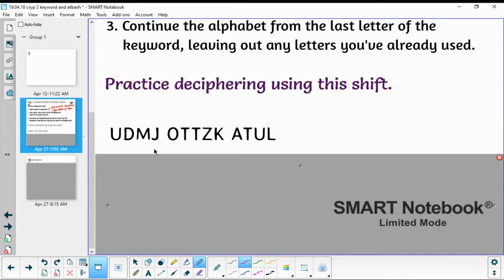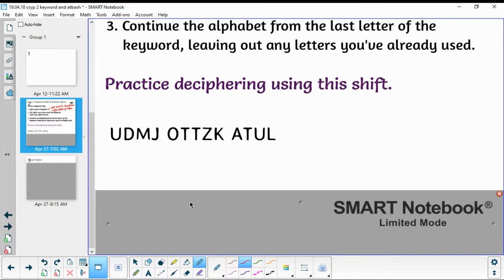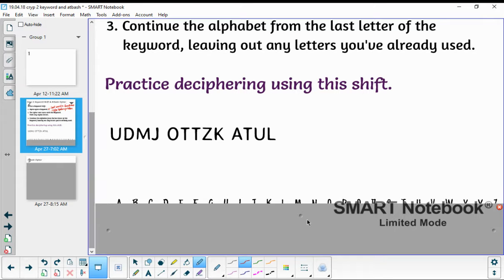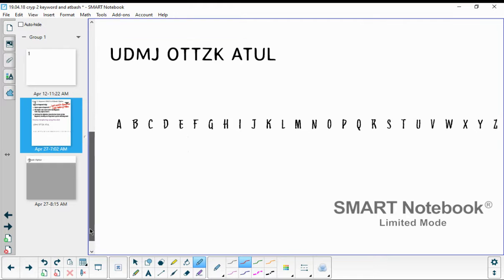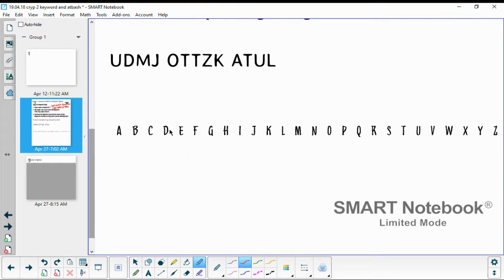It says practice deciphering using this shift. This is obviously ciphertext because it doesn't make any sense. You can't read it. What I have written below, notice this is just plain text, and I'm sorry this says Smart Notebook. I need to get my subscription renewed, I guess. This is my plain text. It's the alphabet written out like normal, which means below it I'm going to write the ciphertext.